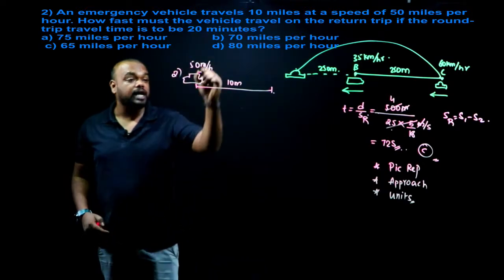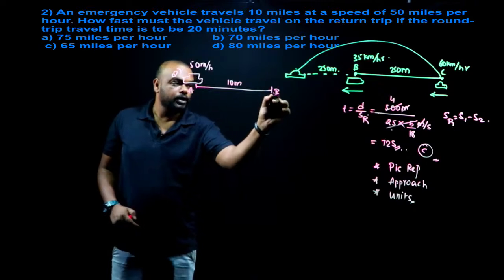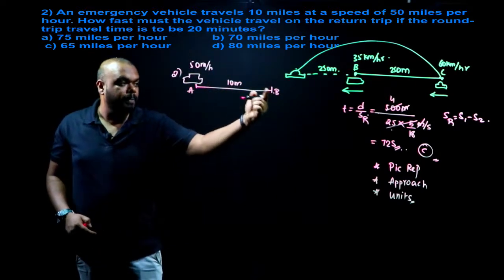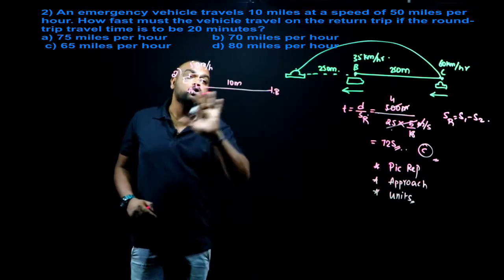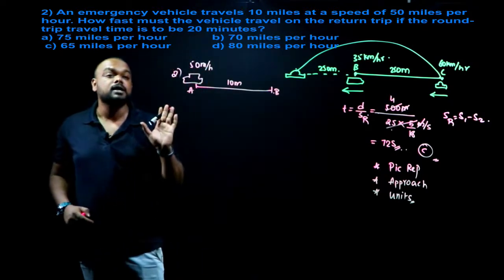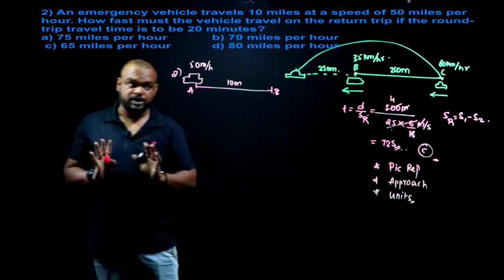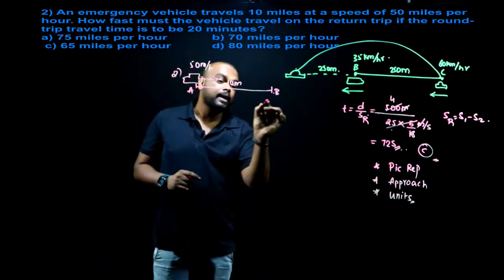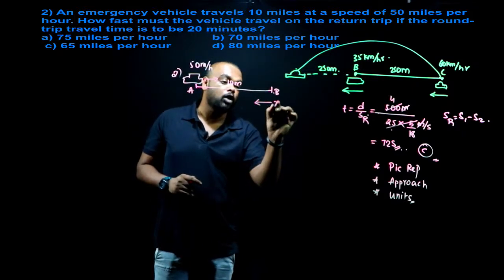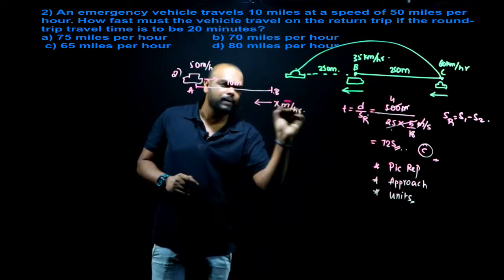It means for going, let us say two points A and B. Round trip means A to B and again coming back B to A. So both should together happen in how many minutes? 20 minutes. That is the question. While it is going in this direction, it is 50 miles per hour. But while coming back, it must be how many miles per hour? That is the question. Very simple.